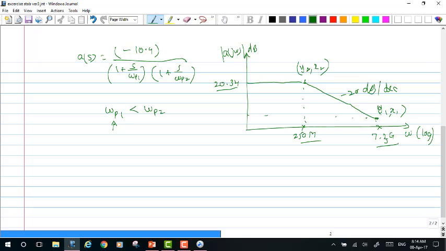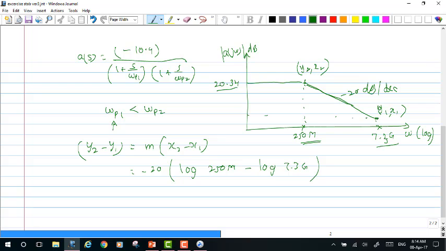From the line equation, we can express the line that we are trying to connect between these 2 points as y2 minus y1, and that's supposed to be equal to the slope times x2 minus x1, correct? Now the slope that we have is equal to minus 20 dB per decade. And what is the value of x2? It is equal to log of 250 mega radians per second, minus what is the value of x1 here? It is equal to log of 7.3 giga radians per second. Okay, and the whole thing is multiplied with the slope.